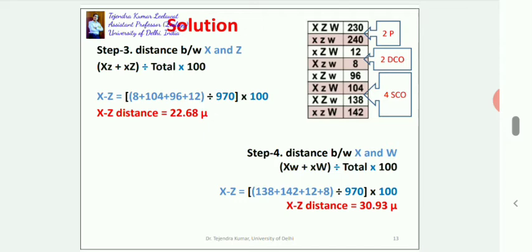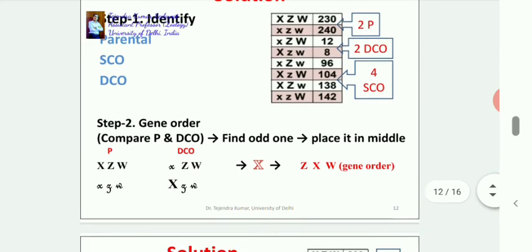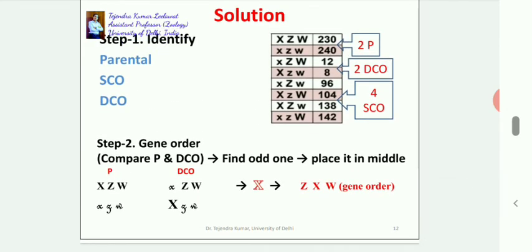So first one is XZ. As I told you, there are some sequences which are parental and some which are double crossover, right? So I'm coming back here. Parental, this is capital X, capital Z and capital W, whereas double crossover is not showing like this. And another parent is showing small x, small z, small w. It means a single parent shows the same type of sequence, either all capital letters or all small letters.